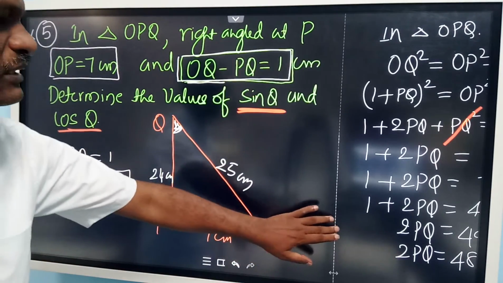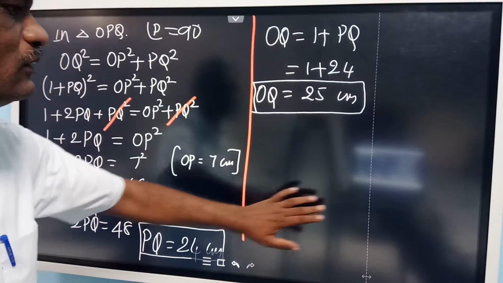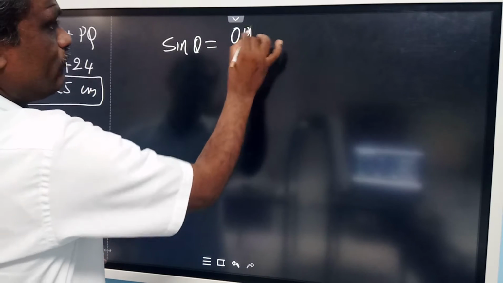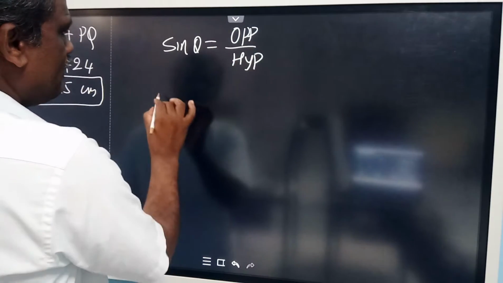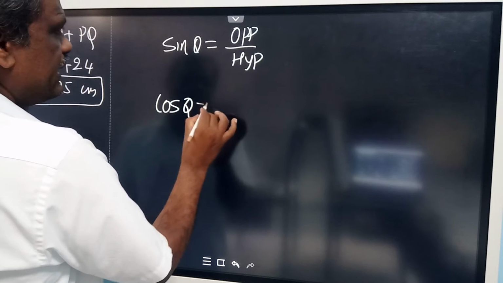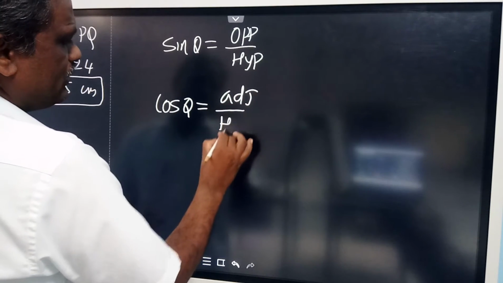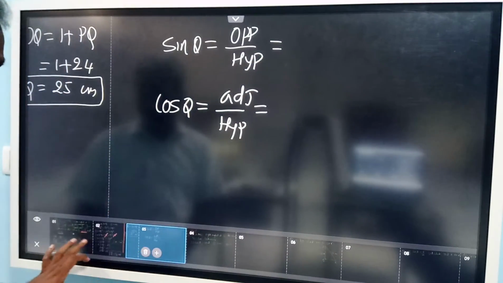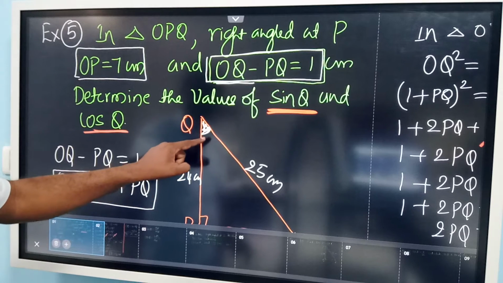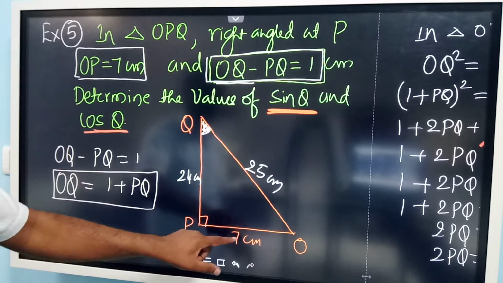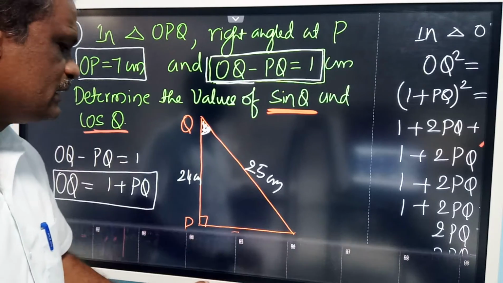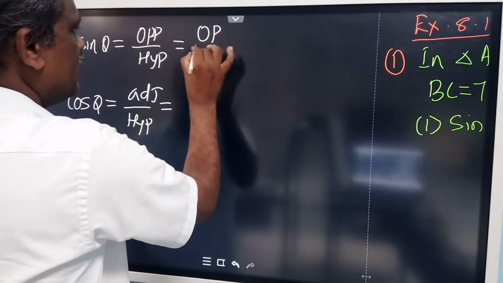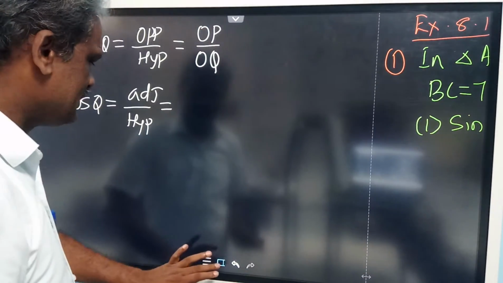Now we need to find sin Q and cos Q. Just use the trigonometric ratios. Sin Q is opposite side by hypotenuse, whereas cos Q is adjacent side by hypotenuse. Look at the diagram: Q is this angle. Opposite side is OP, hypotenuse is OQ. So sin Q is OP by OQ.